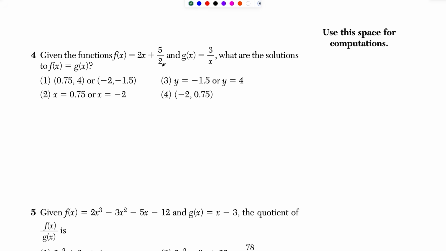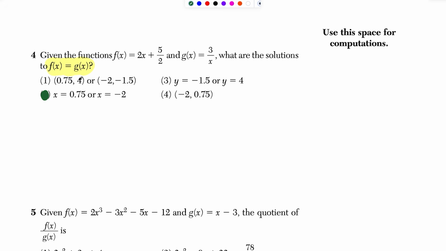Question 4, given the functions f of x and g of x, what are the solutions to f of x equals g of x? So for this question, one of my coworkers actually pointed out something really cool. The question is asking for the solutions to f of x equals g of x, which means that the answers have to be in the form of x equals. So right away, the only answer choice that has the answers in the form of x equals is over here at choice 2.